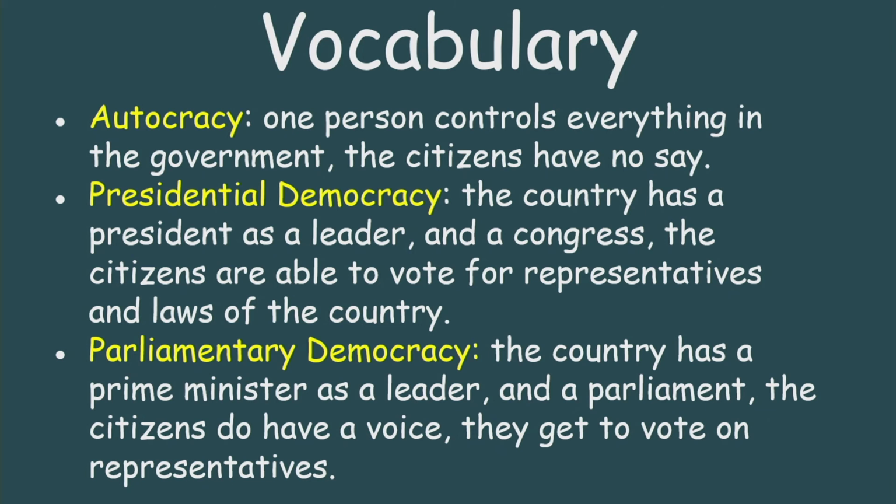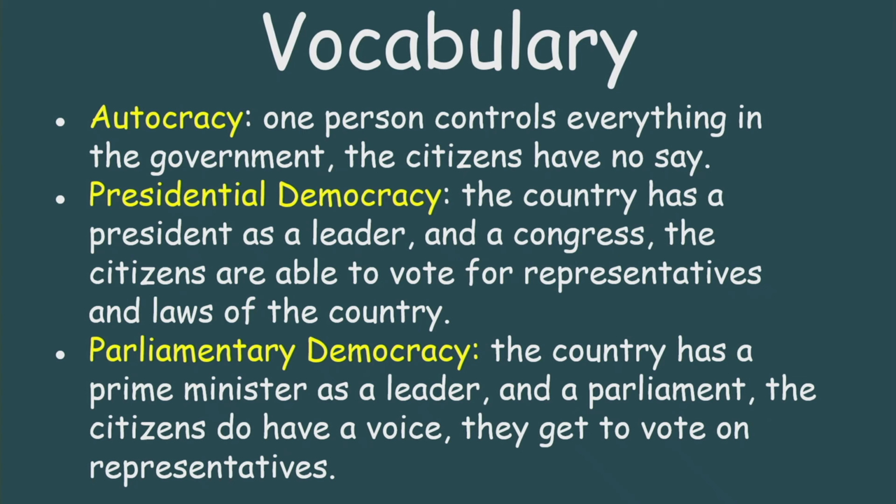So let's look over some of those key vocabulary words first. So we have an autocracy, in which one person controls everything in the government. The citizens have no say. So there's one leader, one person that makes all the decisions. That person may have a cabinet or a group of advisors that help them make the decisions, but overall that one person controls everything. The citizens don't get a vote, they don't get a say in what goes on.